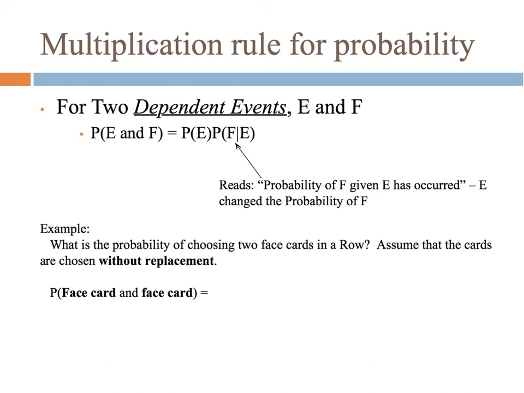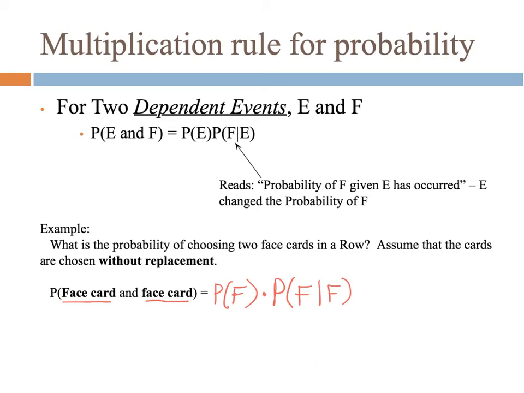For example, what is the probability of choosing 2 face cards in a row, assuming that the cards are chosen without replacement? So now we're back to a deck of cards again. We want to know the probability of choosing a face card and then another face card, assuming that a face card was chosen first. So we're going to go probability of face, multiplied by probability of a face card, assuming that we picked a face card on the first draw.